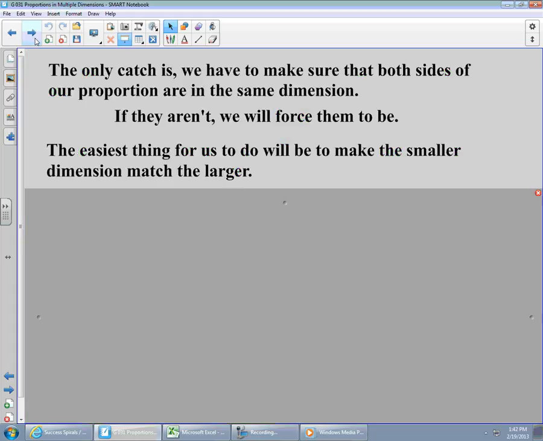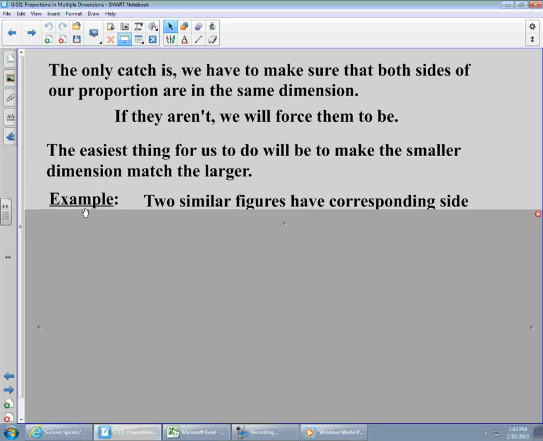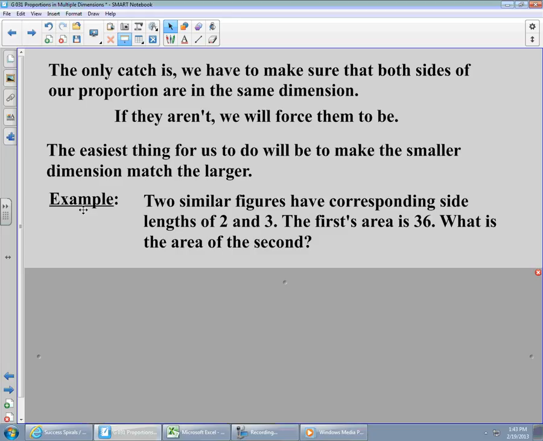But this introduced a new problem. When we set up our proportion, we had to make sure that both sides of our proportion were in the same dimension with each other. And if they aren't in the same dimension, then we forced them to exist in the same dimension. And we said that the easiest, most straightforward way of doing it was to cause the smaller of the two dimensions to rise up and become a larger dimension. So let's take a look at how this was working.